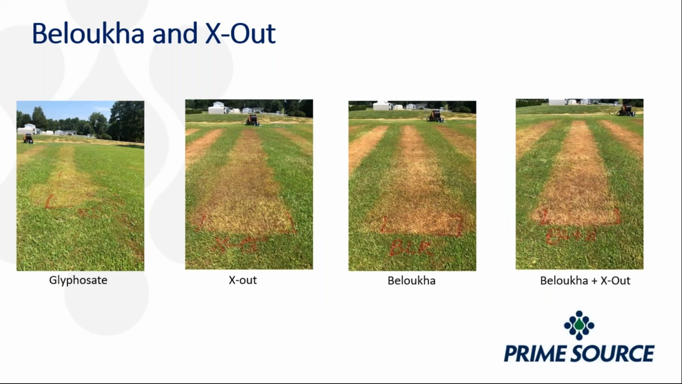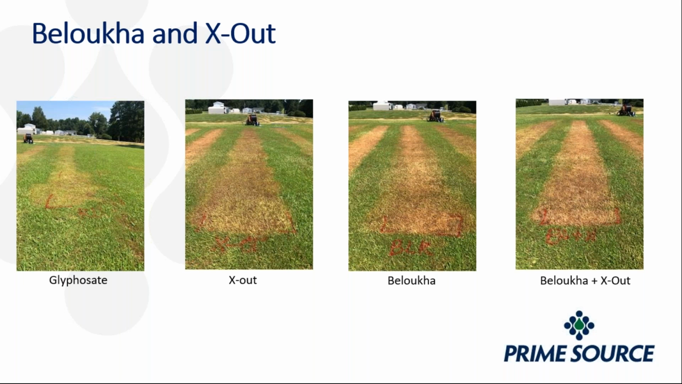So here's a little grass study we did. This is tall fescue with a bunch of just random weeds in it. Just doing strip tests of glyphosate on the far left, X-Out, which is our glufosinate, our Beluca, which is the pelargonic acid that I just showed you. And then we decided to put the pelargonic acid and the glufosinate together as an application.